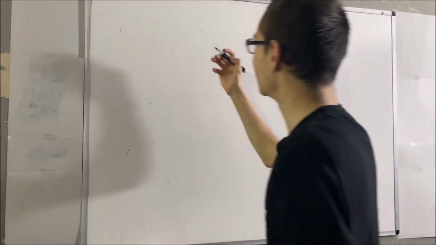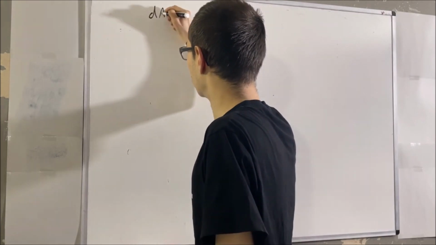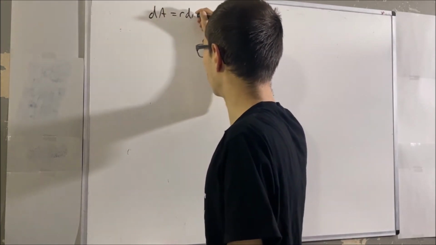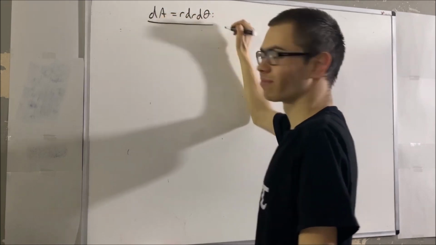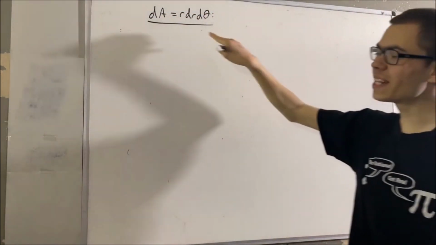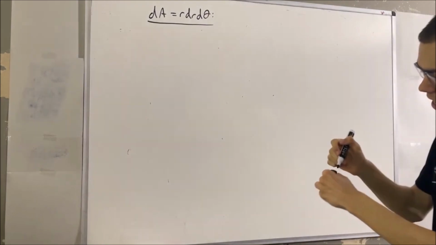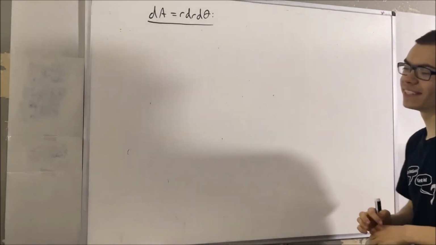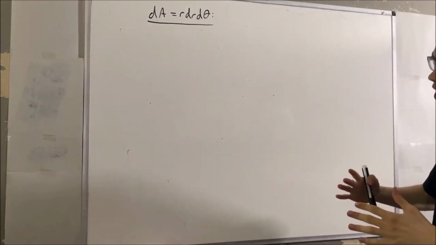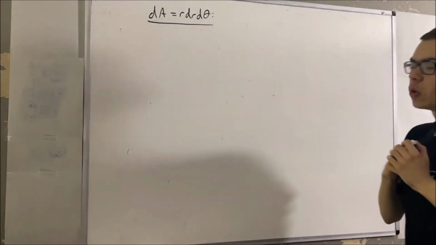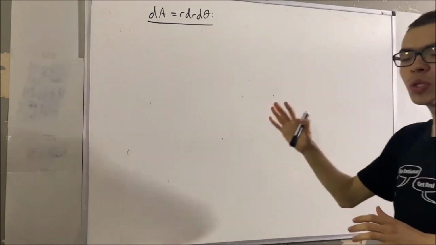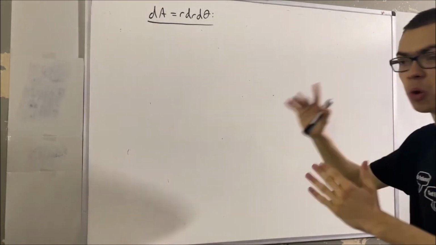All right, so in this video, we are going to talk about dA equals r dr d theta when it comes to polar coordinates. So why is this true? And the thing that I'm most curious about is, is there a geometric explanation for this? Well, let's see. Suppose we have a region in polar coordinates.